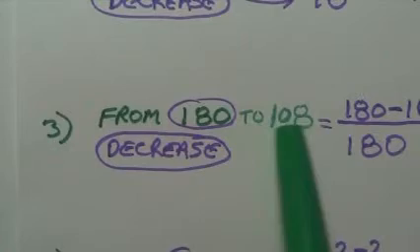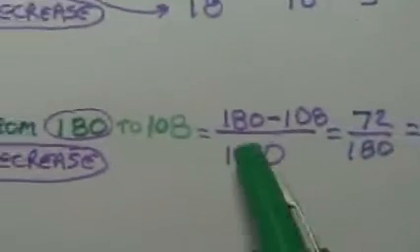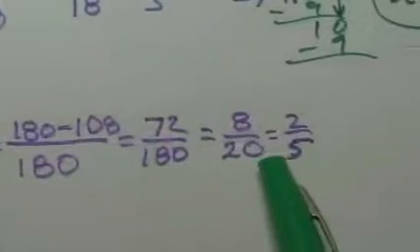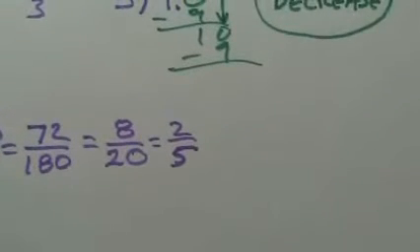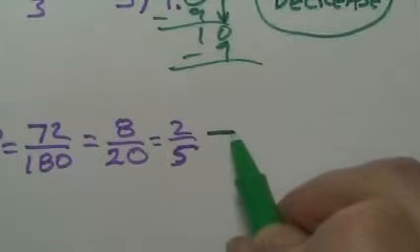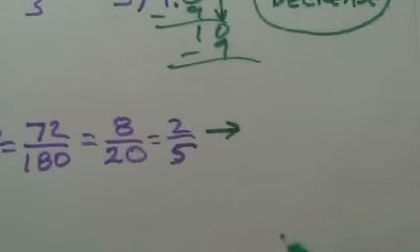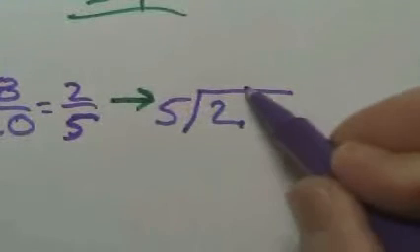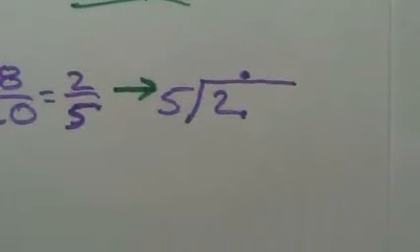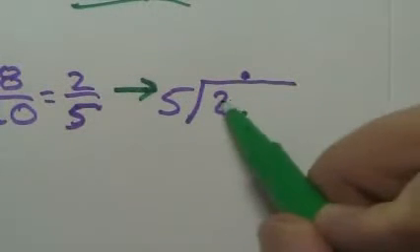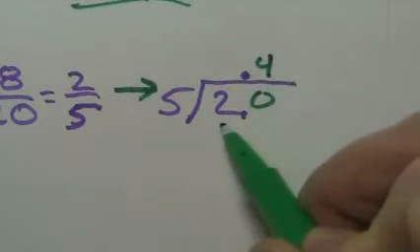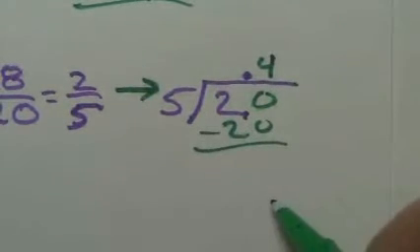Number 3, from 180 to 108. So we made our fraction. We subtracted over the original number, 72 over 180. We get our fraction 2/5. So what percent is that? So top number goes in the box. Bring the decimal straight up. Some of you can do this in your head. 5 doesn't go into 2. Add a 0. 5 goes into 20 4 times. And we are done right there.